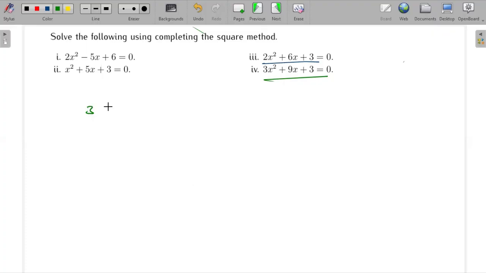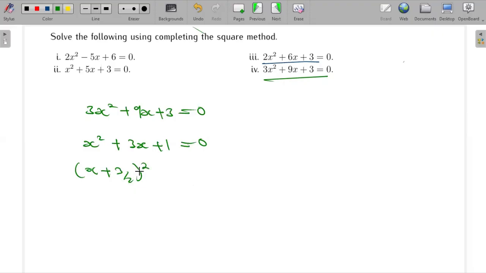So you have 3x² + 9x + 3 is equal to 0. So now here, completing the square. You can see that you can simplify this. If you divide by 3 throughout, you have x² + 3x + 1 equal to 0. So completing the square, you're going to have x, then plus 3 over what? 2. Then you square it, because you're halving that, you're halving the 3. There you get 3 over 2. Then minus the 3 over 2, then you square it, then plus 1 is equal to 0.